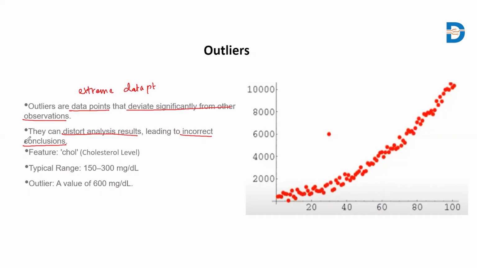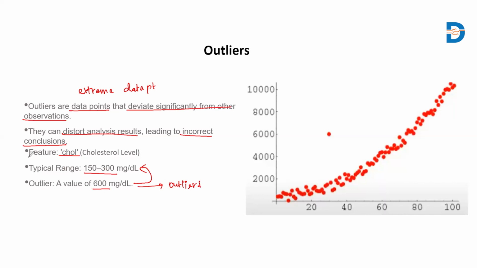So consider we are dealing with a cholesterol level column. Normally, the typical range it follows is 150 to 300. When we have a cholesterol level value of 600, it deviates from this typical range, right? So this cholesterol level is considered an outlier.